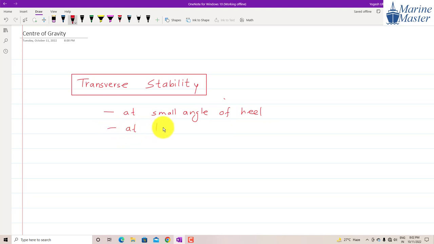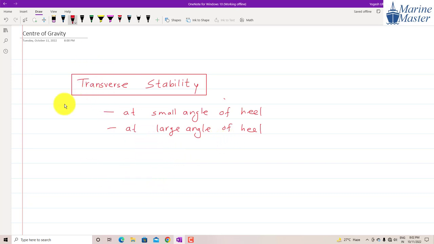And what, guys? Second thing, transverse stability at large angle of heel. Our initial discussion is related with transverse stability at small angle of heel, and after some time the next discussion is transverse stability at large angle of heel.